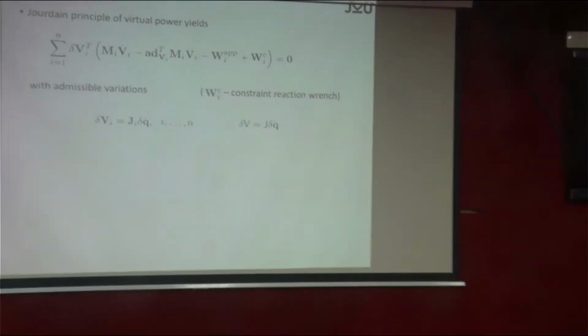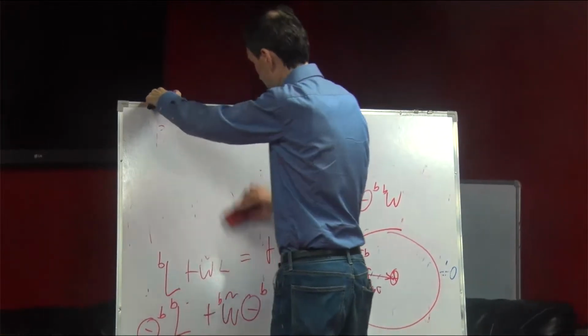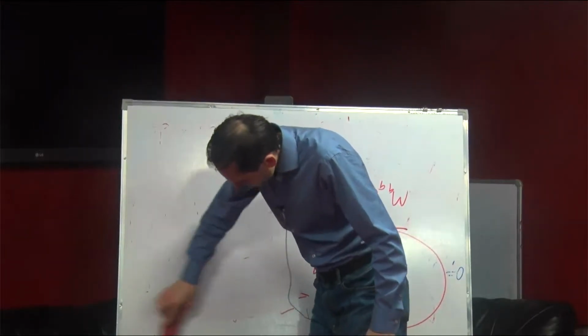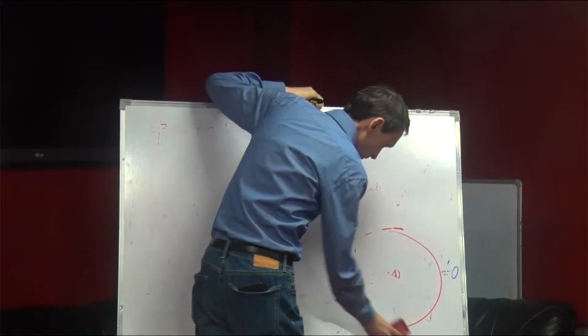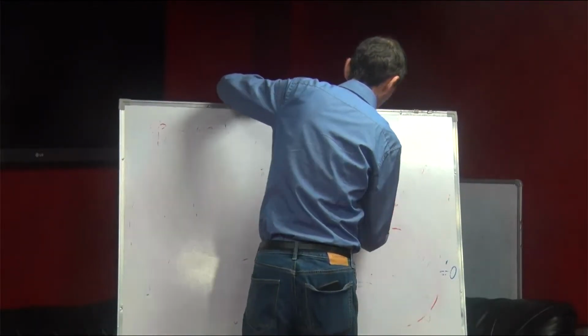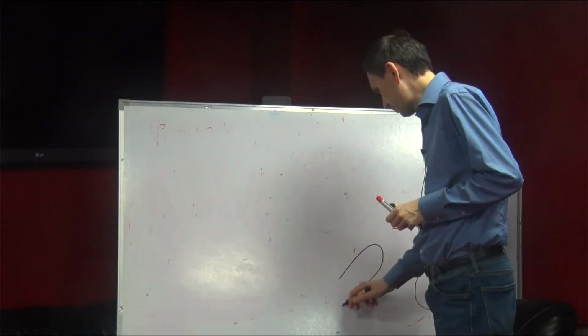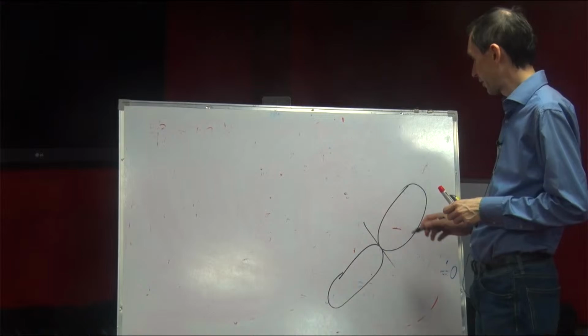Because when you have a system of rigid bodies that are connected, and they are geometrically connected, right? So let's say we have our bodies. Let's say we have one, and let's say we have two, and they are connected by some joint. Make it simple. Let's say this is a revolute joint or whatever. So body one, body two.